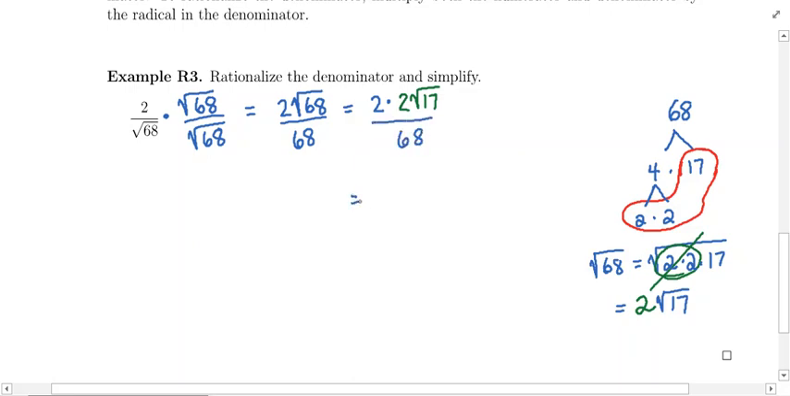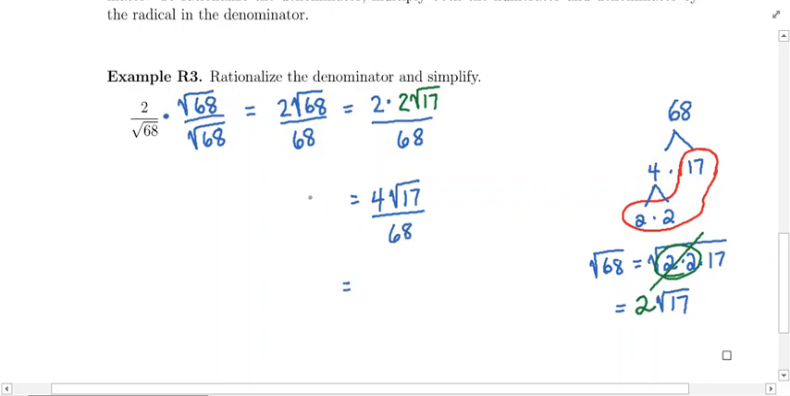All right, so in the numerator, you can multiply the numbers outside of the square root. 2 times 2 is 4, times the square root of 17. Remember, you cannot send that 4 through the square root. It has to stay outside. The bottom is still 68.